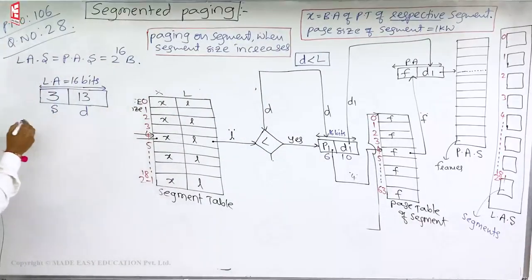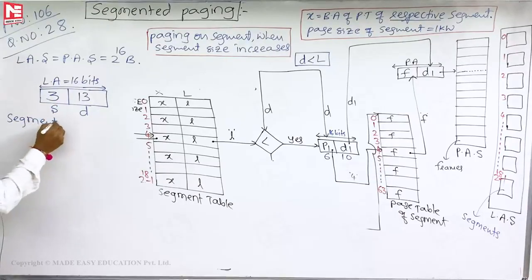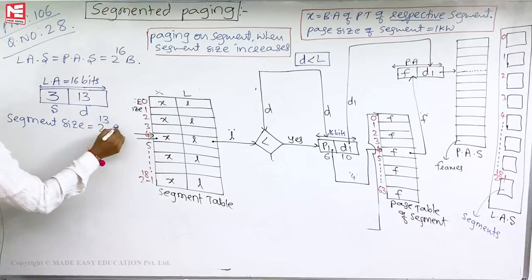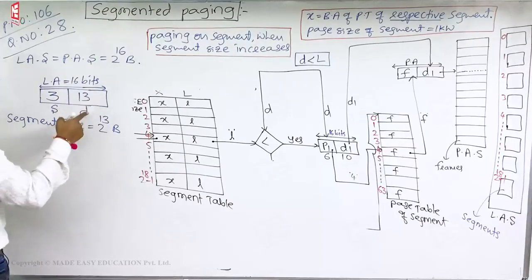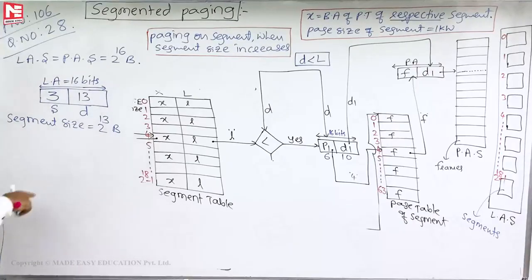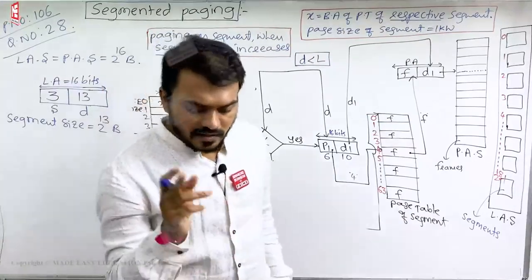Now tell me segment size कितना होगा? सेगमेंट साइज कितना होगा बताओ? 2 power 13 bytes होगा. d value अगर 13 bits है तो maximum segment size कितना होगा? 2 power 13 bytes होगा. So segment size is 2 power 13 bytes. यहां तक समझ में आया सबको? Right. Next, आगे पढ़ो. आगे क्या दिया?